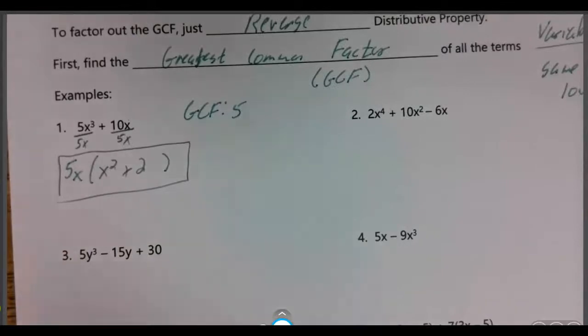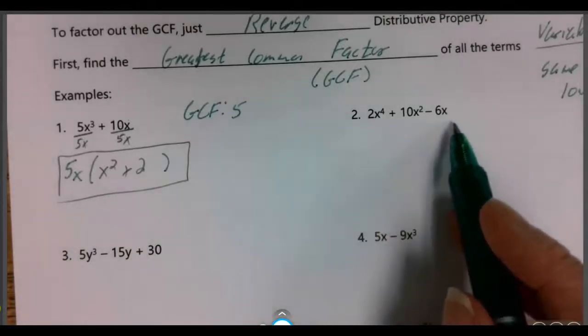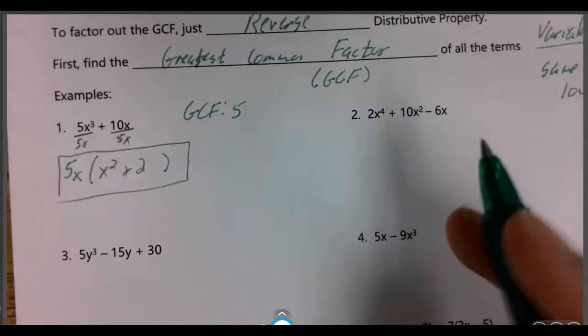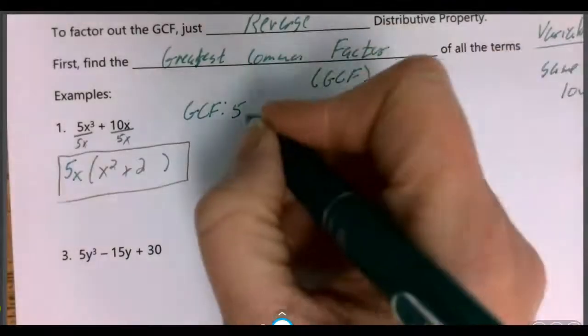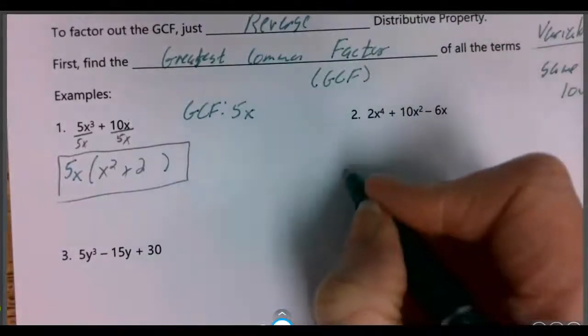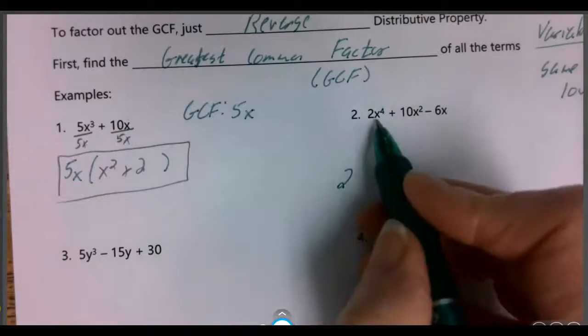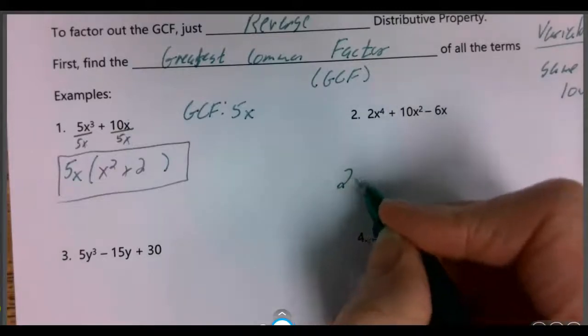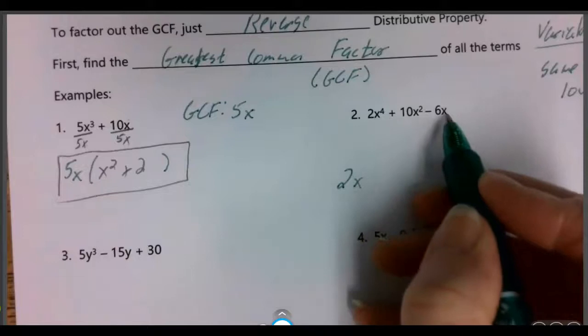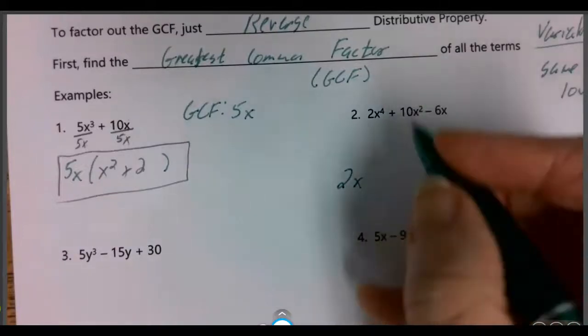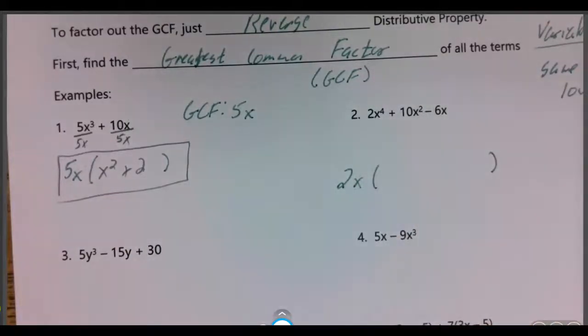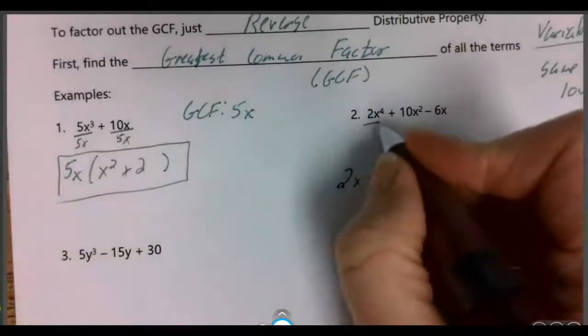Okay, let's look at the next one. Greatest common factor. Well, look at the numbers, 2, 10, and 6. They're all divisible by 2. Now let's look at the variables. Do they all have an x? Yes, they do. Go back, look at the lowest exponent, just x. So I'm going to divide each term by 2x.